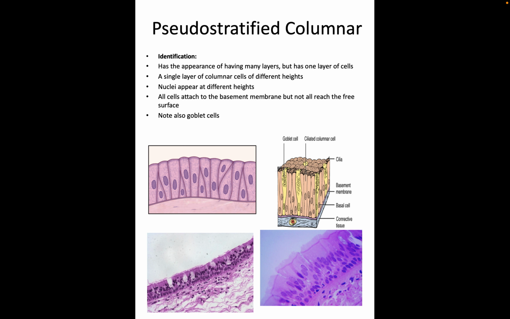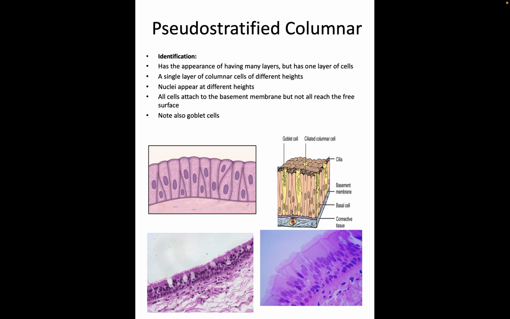But what gives it this pseudostratified appearance is that not all of the cells reach the surface. They're all touching the bottom down here, but they're not all reaching the surface. That means some of the nuclei end up higher than some of the other ones. So it gives the appearance of, well, this cell is on top of this cell. So it looks like it's stratified, but it's really not.